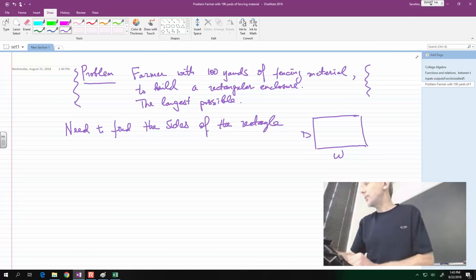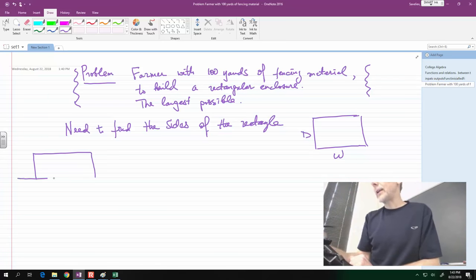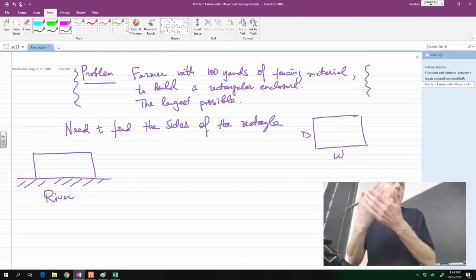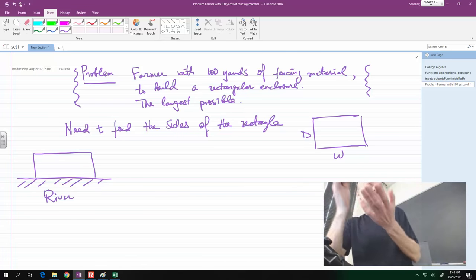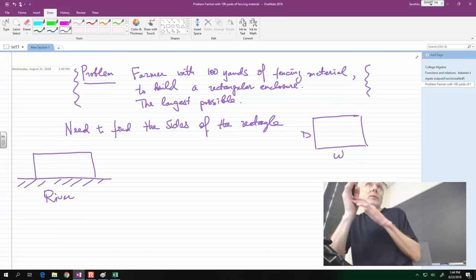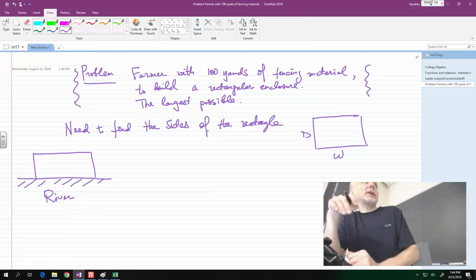But the problem would be slightly more complicated if you have a river adjacent to your enclosure, and you don't want to put any fencing along the river because you don't want to waste it. Then the answer is not a square anymore. I just don't want to overcomplicate the problem. This problem does have a very nice and natural answer: a square rectangle will give you the best. I just want to go through this and arrive at that answer relying on pretty much nothing but common sense.